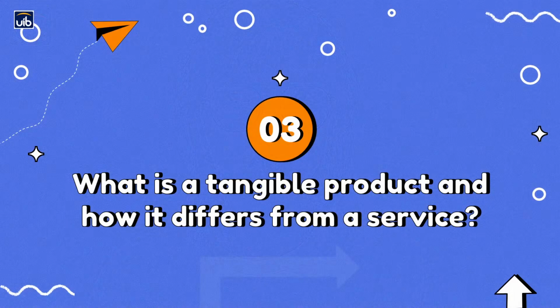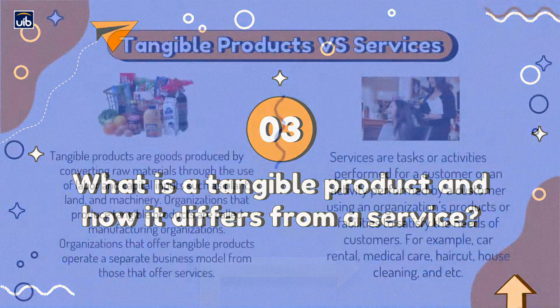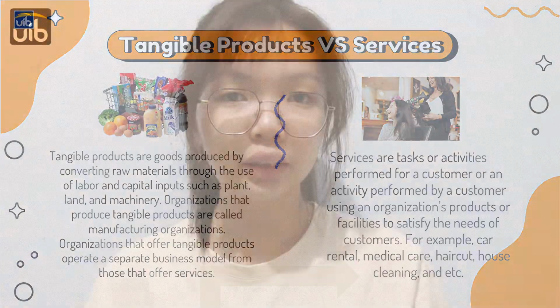The next is, what is a tangible product and how does it differ from a service? Tangible products are goods produced by converting raw materials through the use of labor and capital inputs such as plant, land, and machinery. Organizations that produce tangible products are called manufacturing organizations. Organizations that offer tangible products operate a separate business model from those that offer services. A tangible product is a physical item that can be touched, seen, and felt. It is a product that has a physical presence and can be stored, shipped, and consumed. Examples of tangible products include smartphones, clothing, furniture, and cars. Tangible products are typically manufactured, distributed, and sold to customers.